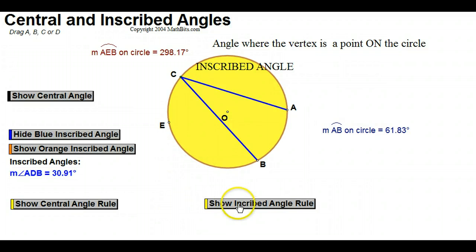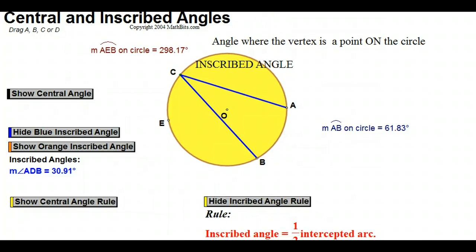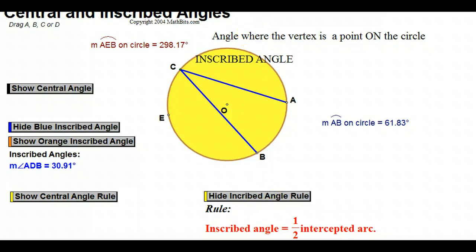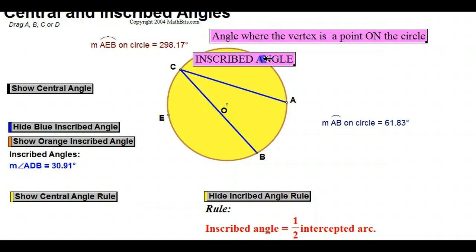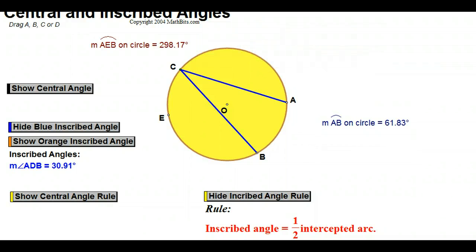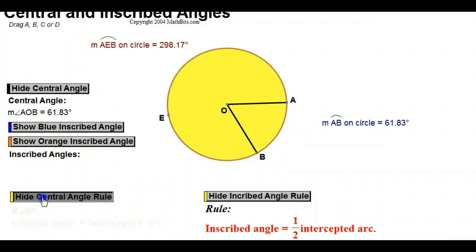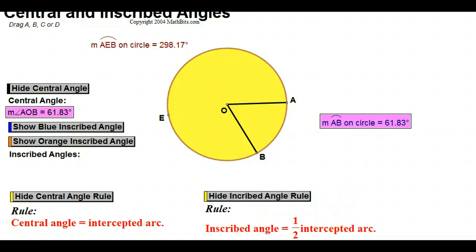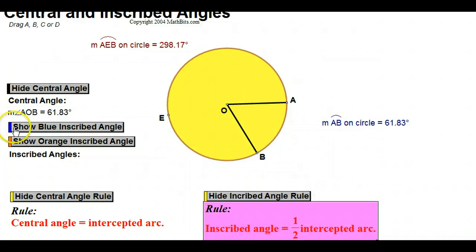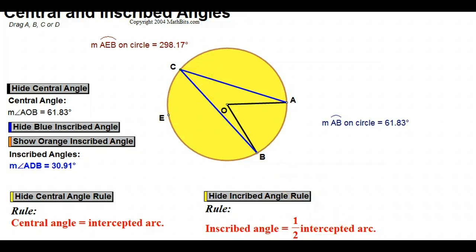So the rule with the inscribed angle is that the inscribed angle is equal to 1/2 the intercepted arc. But I don't want you to confuse the inscribed angle relationship with that of the central angle relationship, because the central angle relationship rule is that the central angle measurement is equal to the intercepted arc, whereas here the inscribed angle measurement is equal to 1/2 of the measurement of the intercepted arc.